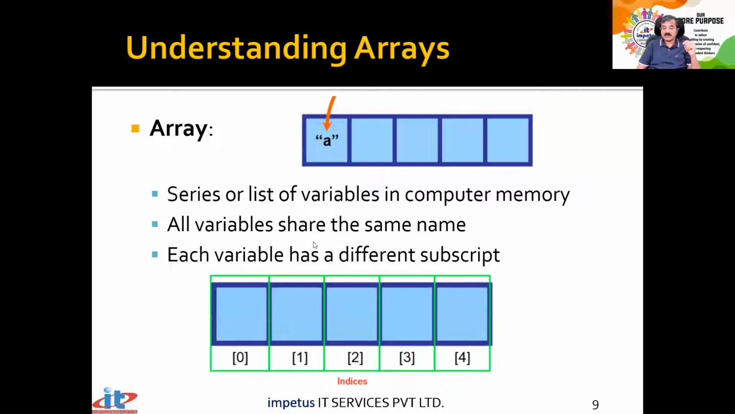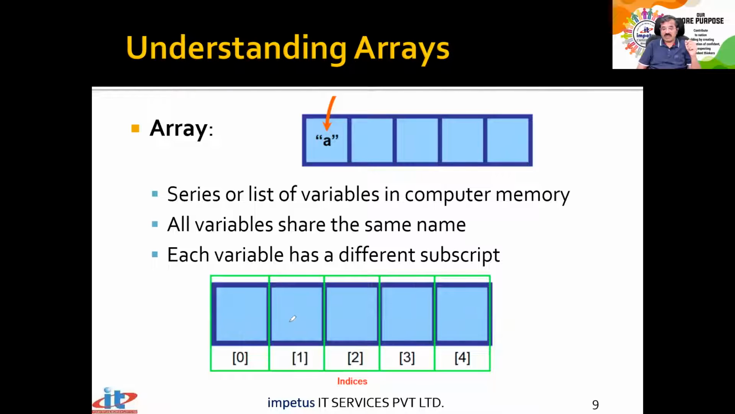Each variable has a different subscript, which means the first variable has an index called 0, the second has an index called 1, the third has index 2, the fourth has index 3, and the fifth has index 4. And this happens in most of the languages. So if I have to access the first variable in the group and the array name is, suppose, A, I'll say A of 0. A of 0 will give me an opportunity to access the first element in this group, that is this variable, A of 0.